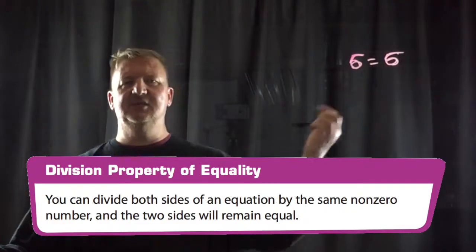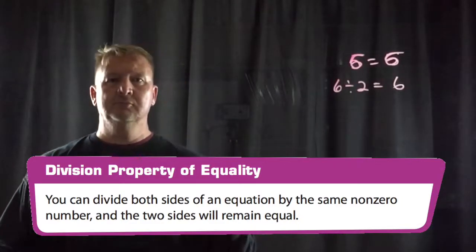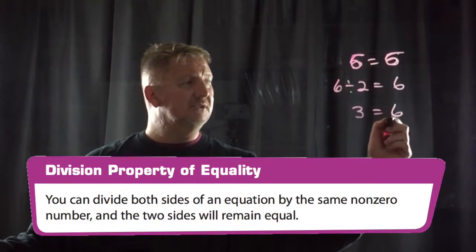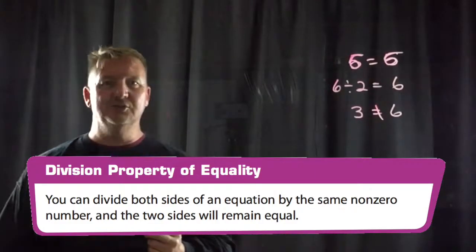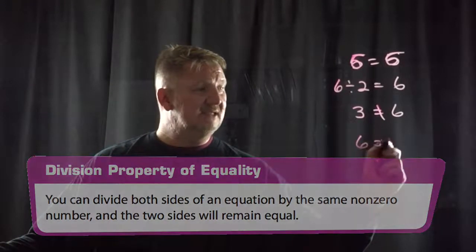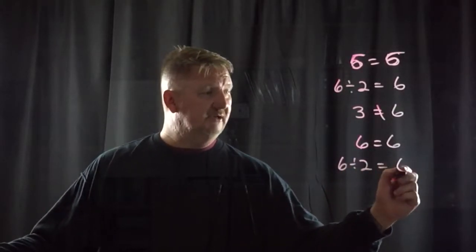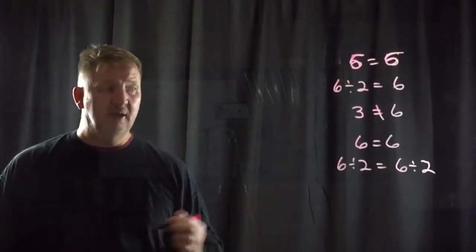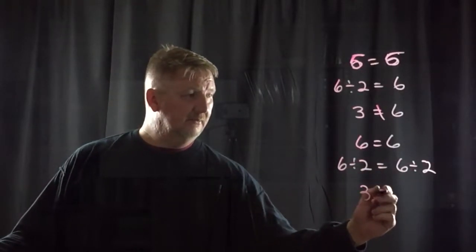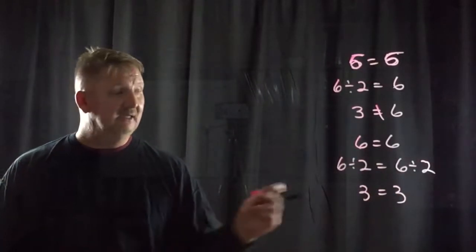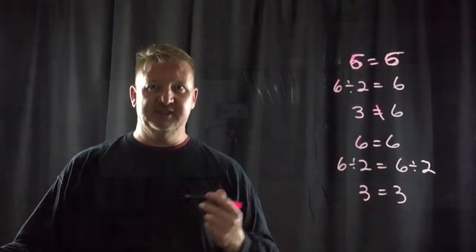So let's just say I have 6 is equal to 6. Say I want to divide one side by 2. That'll give me 3 is equal to 6. Now, is that a true statement? Is 3 actually equal to 6? No, that's not a true statement. But if I say 6 equals 6 and I divide 6 by 2 over here and I divide 6 by 2 over here, I'm dividing both sides of the equal sign by the same number, and I get 3 equals 3. The sides of the equation remain balanced if I divide both sides by the same number.